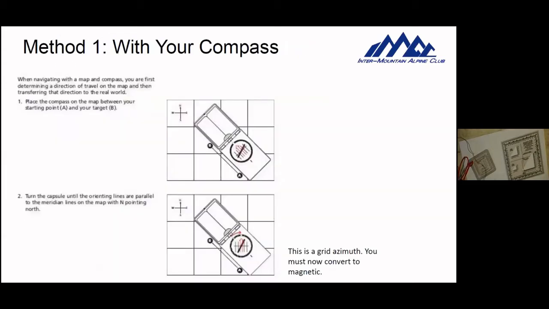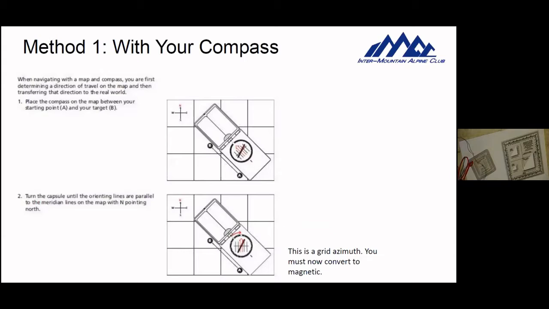So you can use your compass to navigate. First, you're going to want to place the direction of travel towards your point. So A should be at the back of your compass, B should be at the top. In this example, we would be putting our compass facing almost south. When you do that, you want to make sure the orienting arrow still points north.